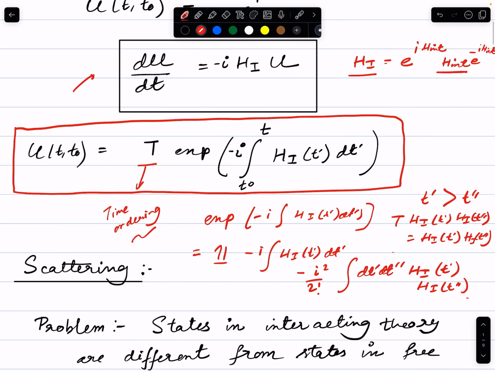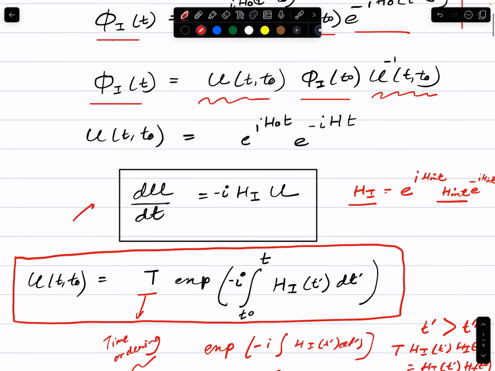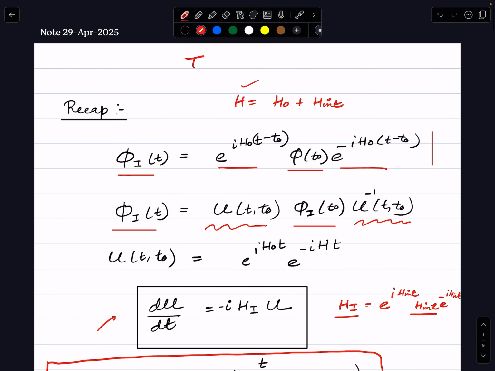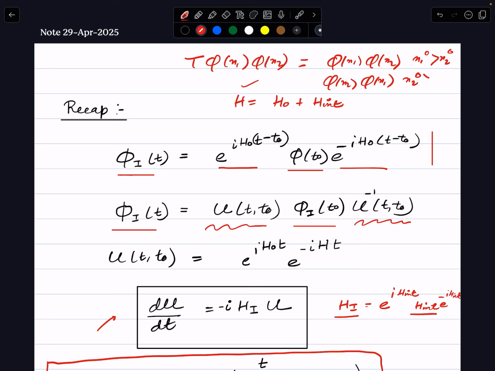Time ordering operator doesn't have any explicit form. It is just this: time ordering of two operators phi x1 and phi x2 simply orders them in time. The time ordered product is phi x1 phi x2 if x1 naught, which is the time, is greater than x2 naught, and it is phi x2 phi x1 if x2 naught is greater than x1 naught. That is the definition. And this is one kind of ordering.